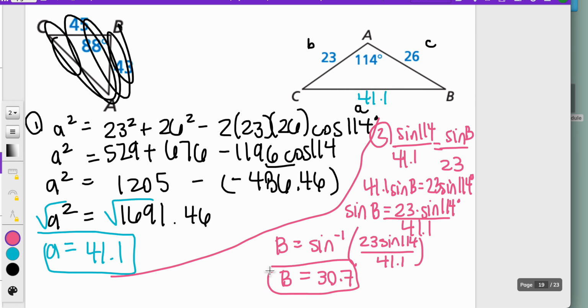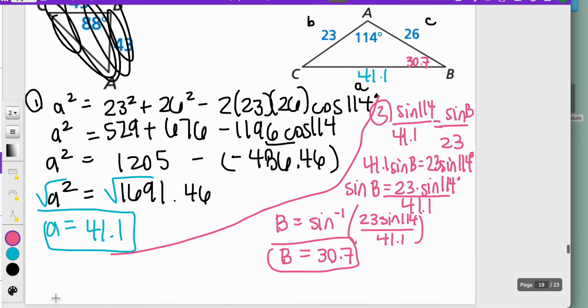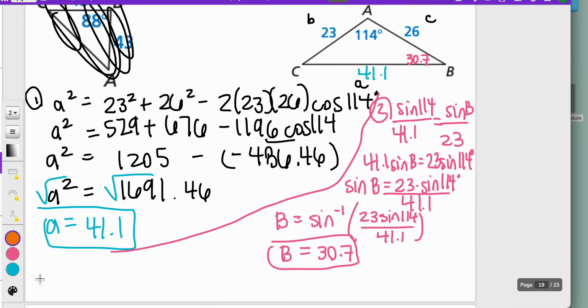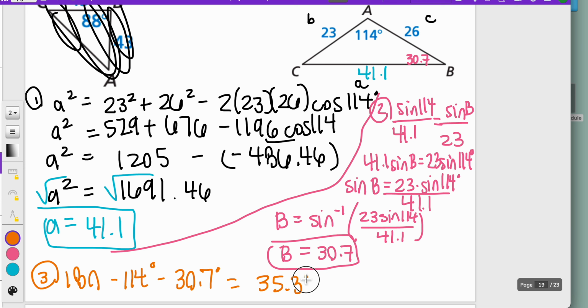Okay, once we know 30.7, we can do our final step, which is to take all of our angles. So 180 minus 114 minus 30.7 degrees gives us the leftover amount of 35.3 degrees, and that is the angle C.